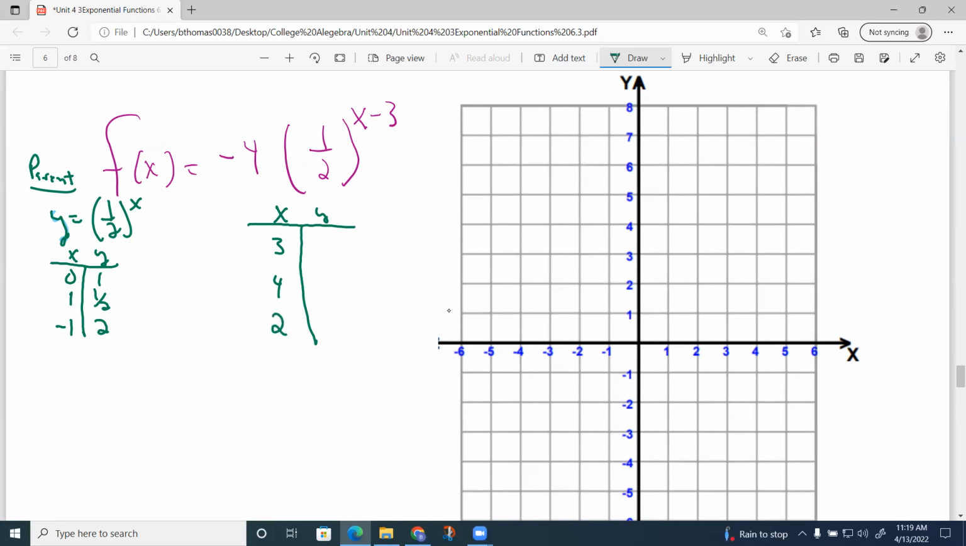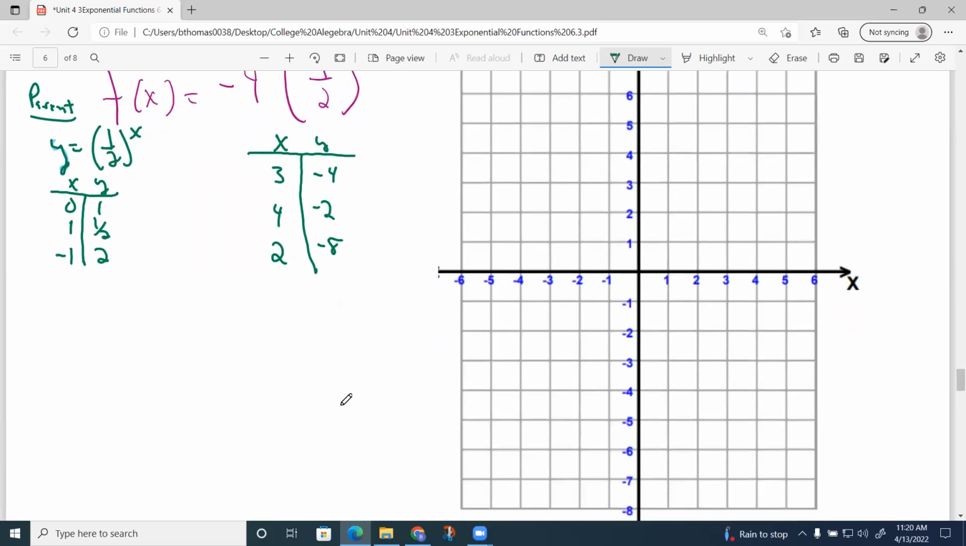So from there, there's no shifting of the y values, but there is a reflection and a stretch. So I'm going to be multiplying the y values by -4. So 1 times -4 would be -4. 1/2 times -4 would be -2. And 2 times -4 would be -8. So that would be my ordered pairs to generate my transformation.